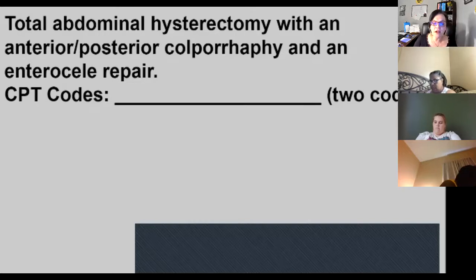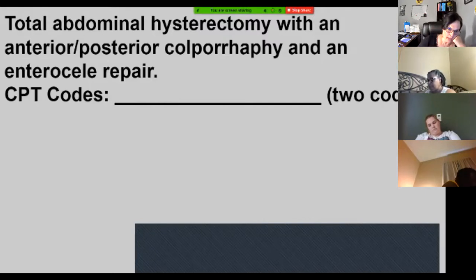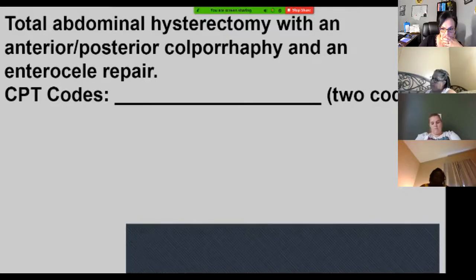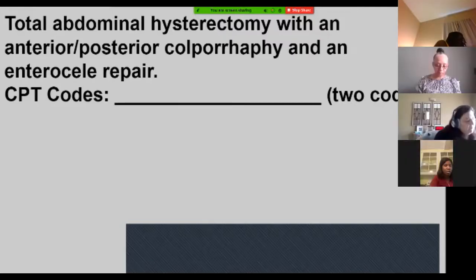Miss Elise, you already have that code? No, not really. I'm looking at it. I don't know if I'm under the right one. Okay, did you go to hysterectomy? I'm looking at abdominal hysterectomy. Okay. And then do you see the word total? Because we did a total abdominal hysterectomy. I got two I'm not sure about. I'm going to go to hysterectomy.